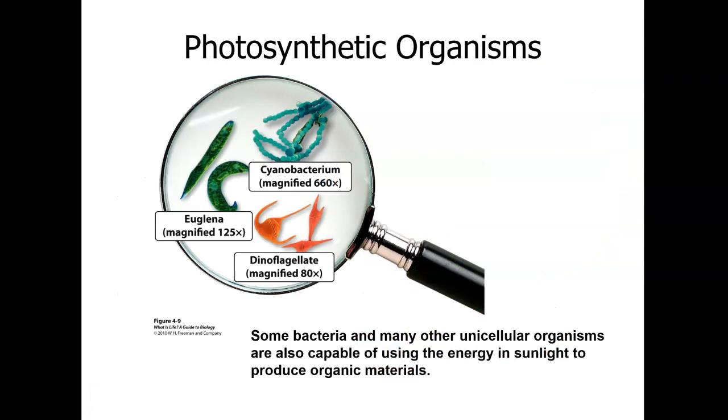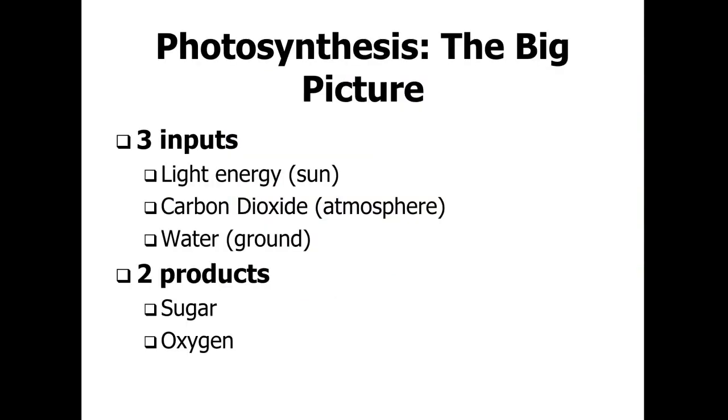All right, so with these photosynthetic organisms, some bacteria and many other unicellular organisms are also going to be able to produce their own food using photosynthesis, different things like protists. So here we're looking at cyanobacterium, Euglena, and dinoflagellates. These are some that are commonly able to produce their own food through photosynthesis or by absorbing that sunlight.